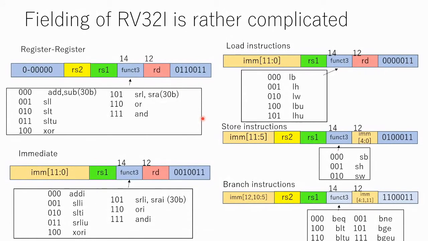On the other hand, there are a lot of types for RV32I. The main opcode uses 7 bits for future extension. And this funct3, these 3 bits are used for classifying detailed instructions like that. The location of all registers is fixed, and the role is not changing, unlike R3000.